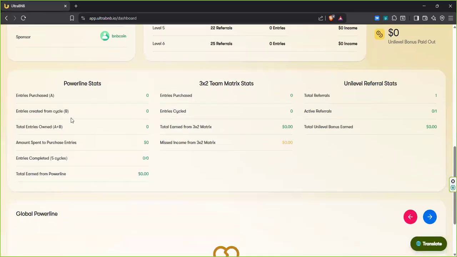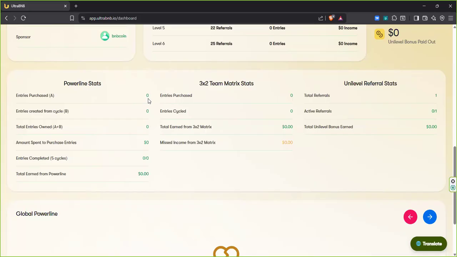Yeah, so this is where we need to get the information right, because as a first-timer, without knowing these detailed information, you might get a little bit confused. So we have here entries purchased A and entries created from cycle B. Now, let me explain this section. So the moment you purchase an entry, let's assume you purchase just one entry worth $25, it will then be recorded here at entries purchased A as 1, because these are entries which you are buying out of your pocket money.